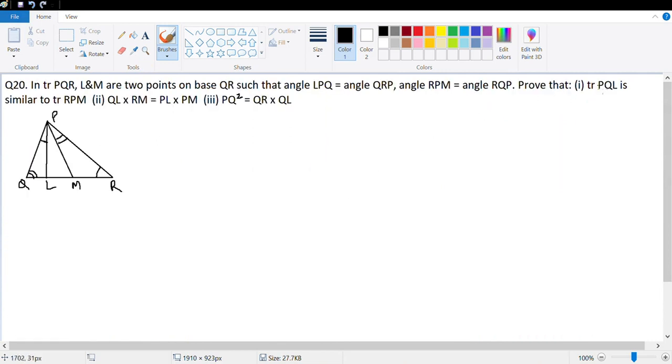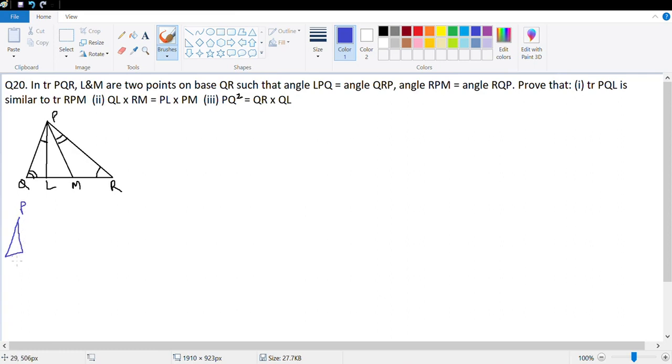The next one that we do is question number 20. So let's look at question number 20. It says in triangle PQR, L and M are 2 points on the base QR such that angle LPQ is equal to angle QRP, and so two sets of angles are equal. We need to prove that these two triangles are similar. Let me just draw these two triangles separately so that's easier for us to understand. In fact, not required really.